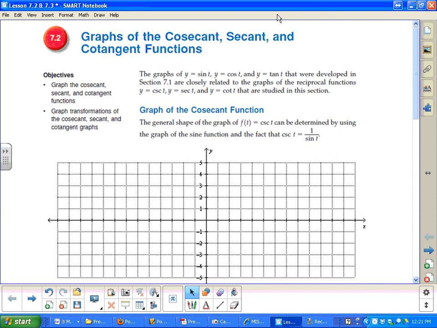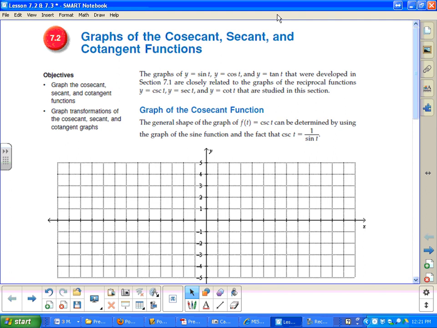Okay, so today we're going to look at secant, cosecant, and cotangent functions. And then we are also going to look at some more transformations. First of all, cosecant function.